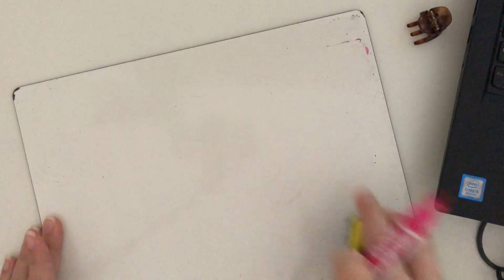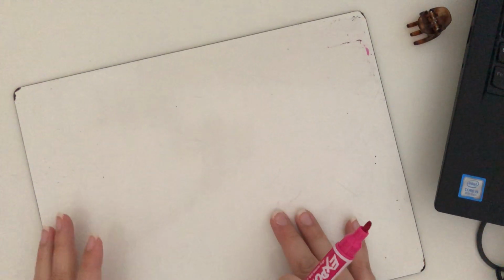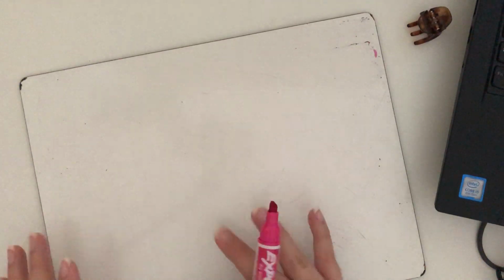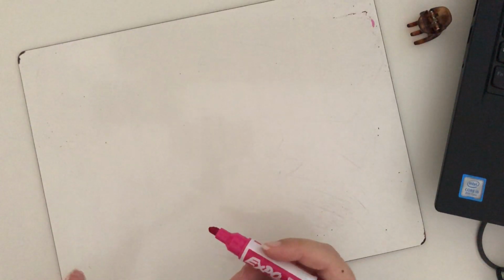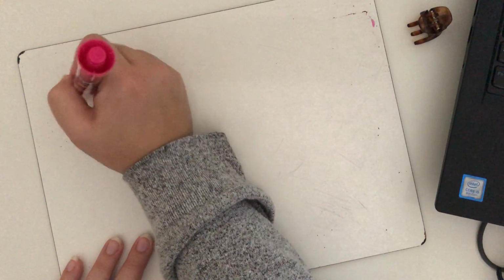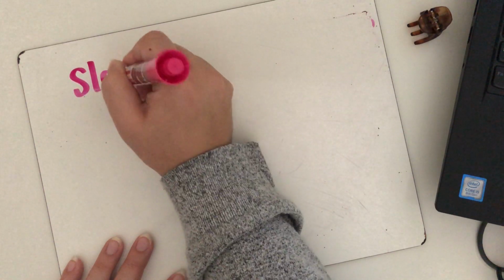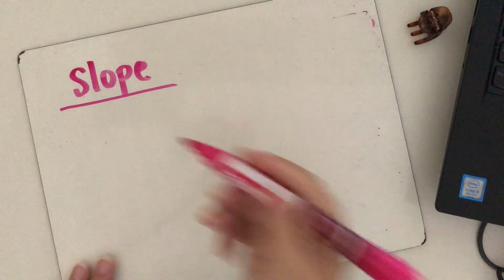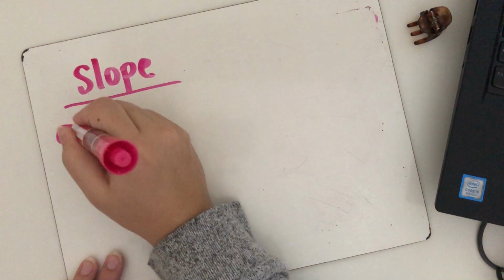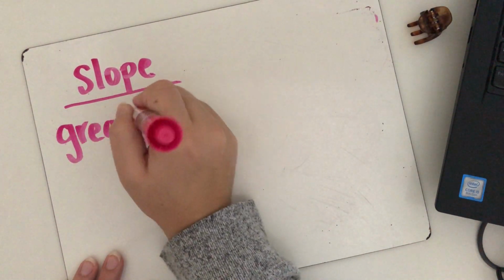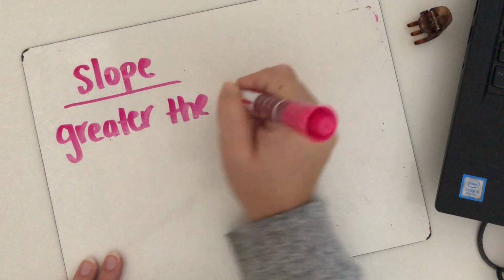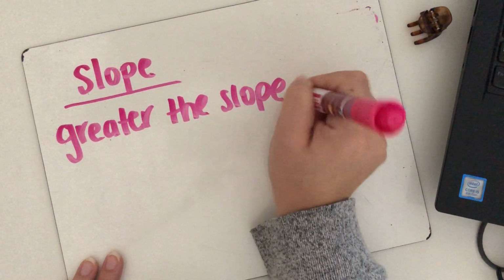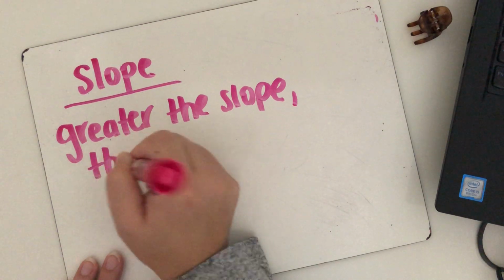Now the last part deals with transforming your linear functions. When we talk about transforming linear functions, that deals with their slope and their y-intercept values. So when it was their slope, the greater the slope, the steeper the line becomes.